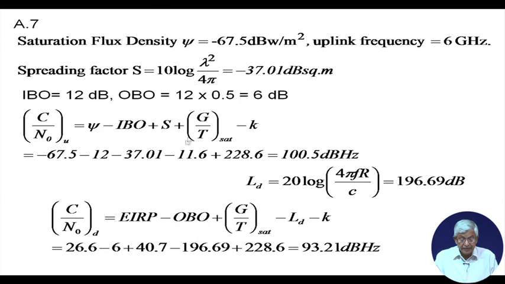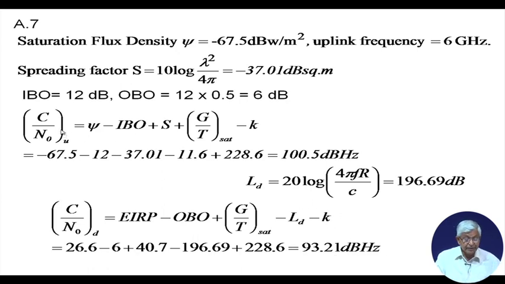Now, for the downlink C by N naught, the EIRP is the saturation EIRP, and the corresponding output backoff we know. So, this is EIRP minus output backoff, which is the operating EIRP, plus G by T, minus downlink loss, minus K. So, you put this value, EIRP is known, output backoff is known, G by T. I am sorry, this is a mistake here, this G by T will be the earth station G by T, which is given as 40.7. This one has to be corrected. So, which is 40.7 minus 196.69 plus 228.6. So, you get 93.21 dB hertz.